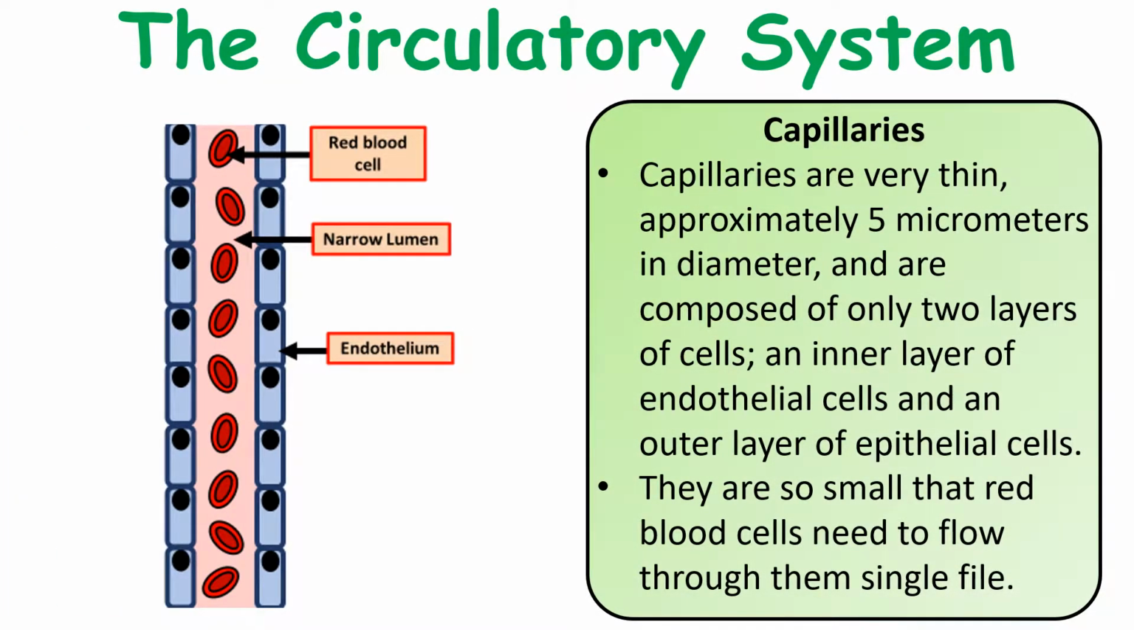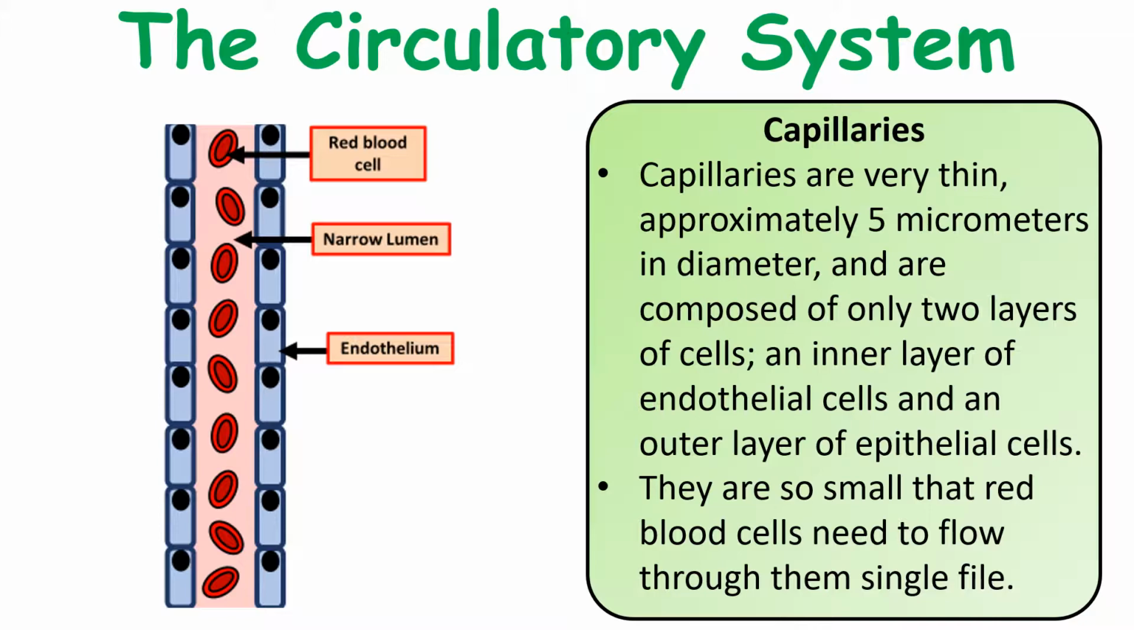Third type of blood vessels are the capillaries. So the capillaries are where exchange of materials, so exchange of gases, for instance, carbon dioxide and oxygen, and exchange of nutrients, so glucose and minerals and such forth, is happening.